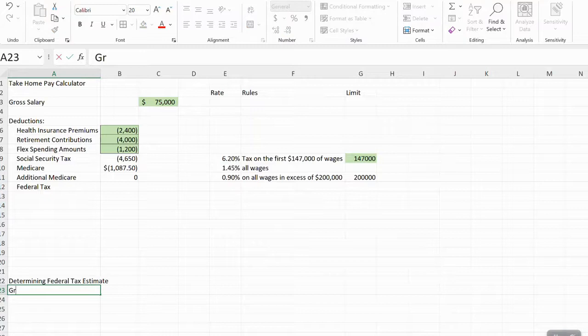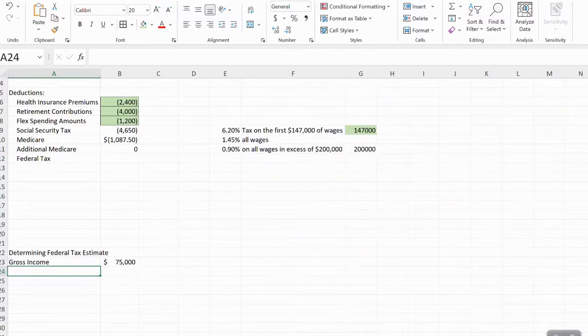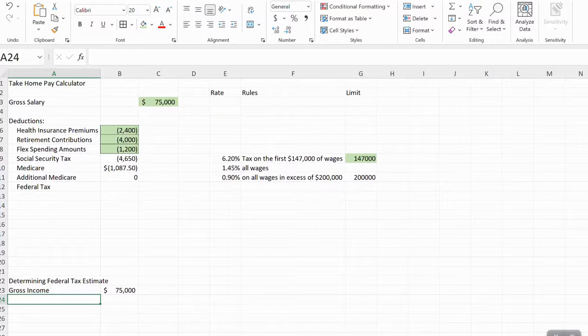So we're going to start with our gross income. You're taxed on your gross income, but in this case, we're just trying to figure out what of our salary is subject to tax. If you've got a whole bunch of other income, that's not going to be part of this calculation. Again, we're just trying to get an estimate of how much of our take-home pay is going to be available after we pay our taxes.